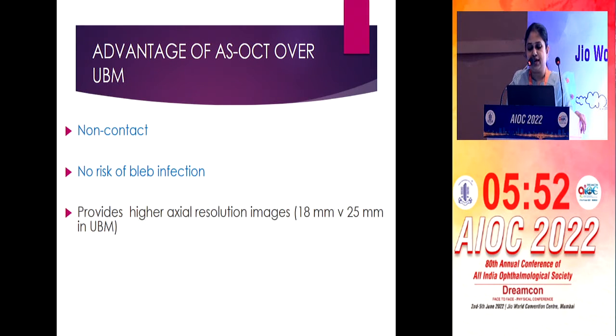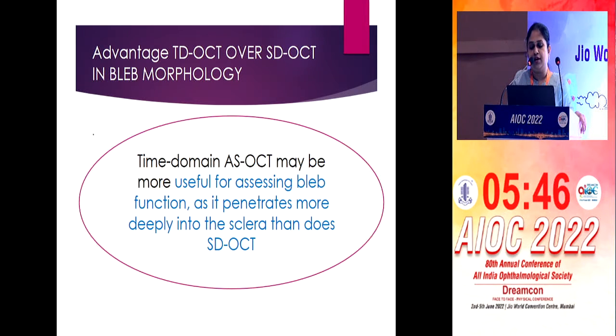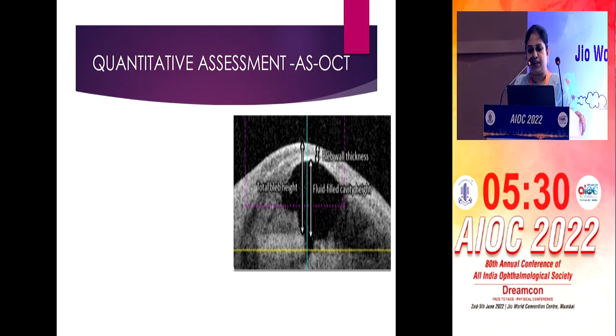It also provides a higher axial resolution compared to UBM, and it has a high scan speed and therefore is less time consuming. Time domain anterior segment OCT is preferred over spectral domain OCT for assessing bleb function, as it penetrates more deeply into the sclera. So anterior segment OCT examination provides assessment of both quantitative and qualitative parameters.